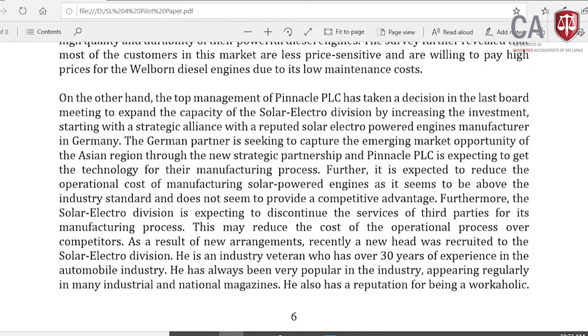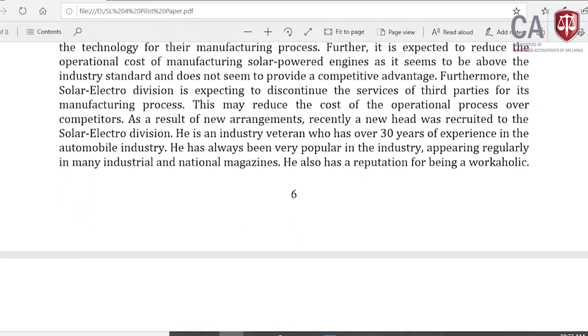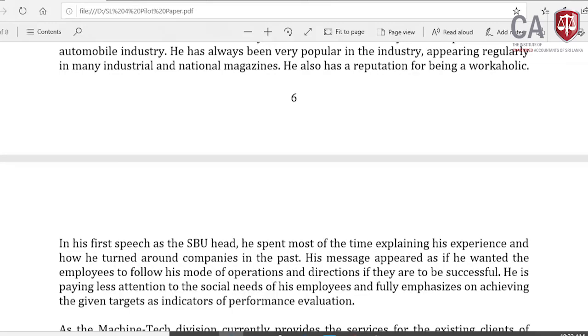Now, examiner is trying to talk about this new head. He is trying to introduce this person. He is having a good reputation in the industry. So, he also has a reputation for being a workaholic. He is more focused on the work, not on the people.